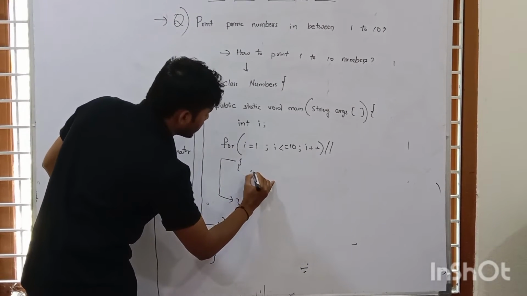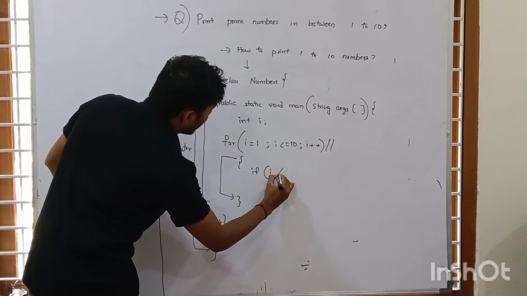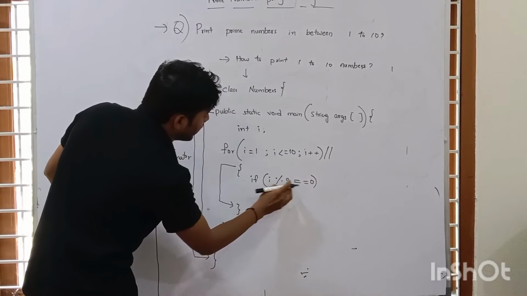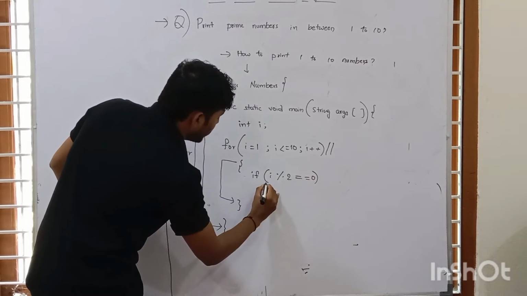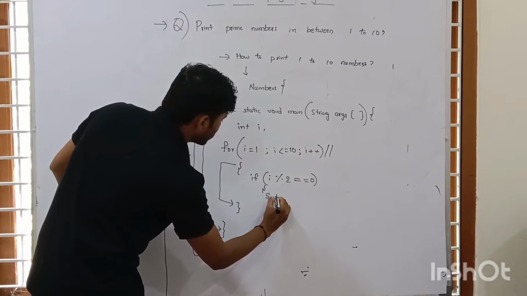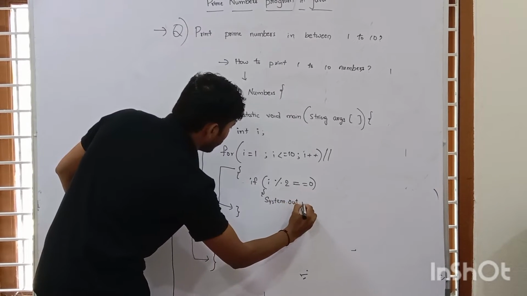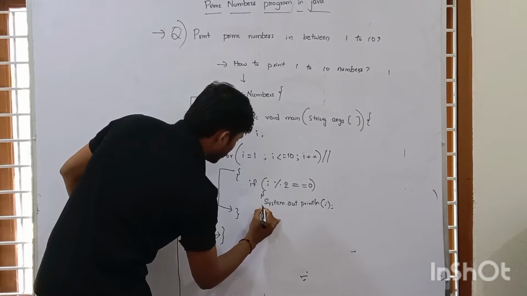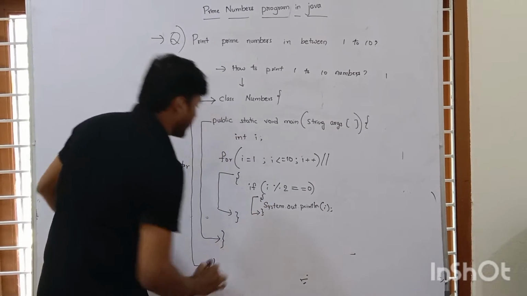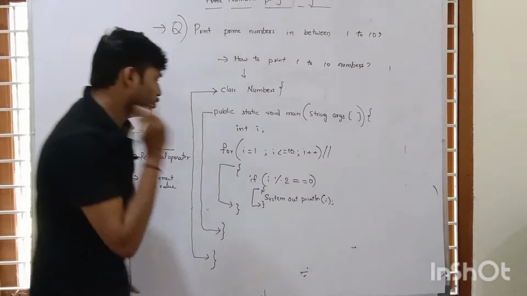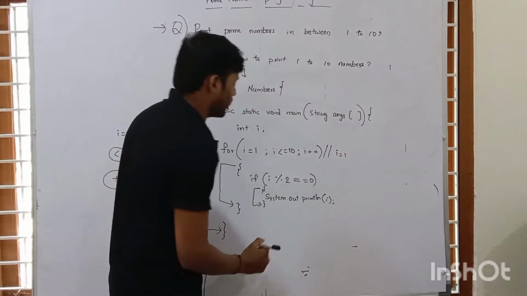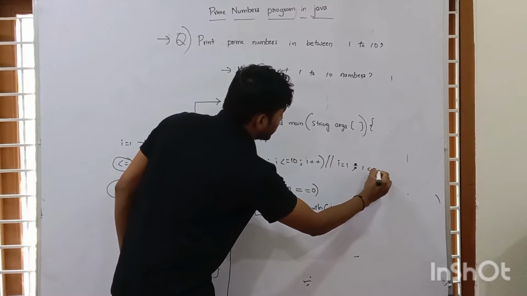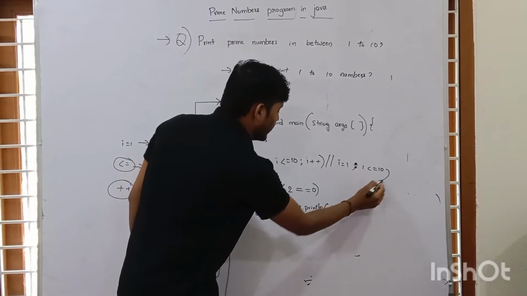The condition is: if I percent 2, the remainder should be equal to 0. When I is divided by 2, the remainder should be 0. Then only System.out.println I should be printed. Now here the condition was opened and here the condition was closed. Here also the program starts from I equal to 1. When I equals 1, it will check the condition 1 is less than or equal to 10, then the loop will continue.